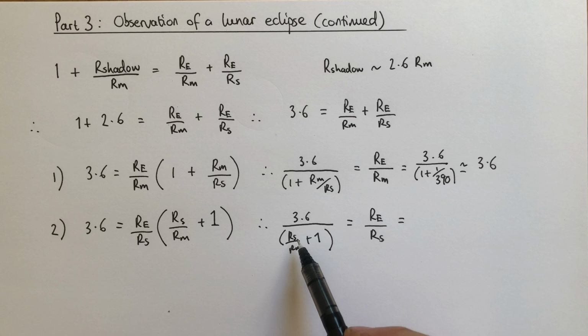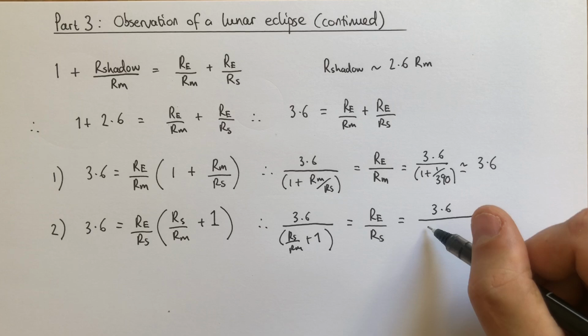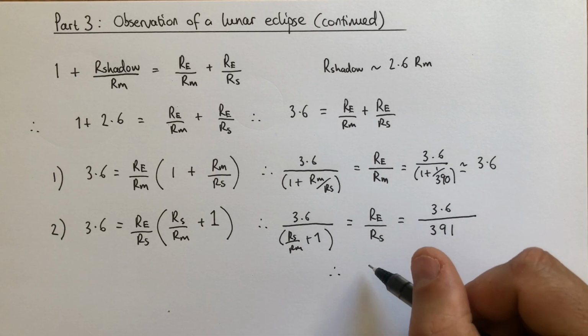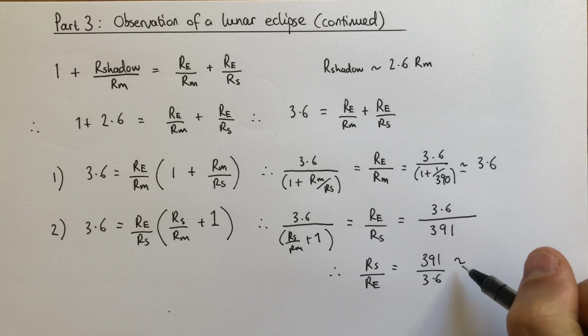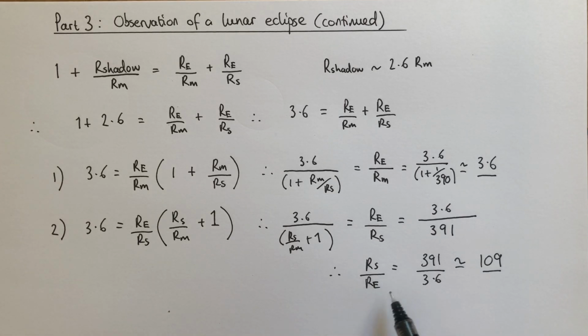And again, we can put in the numbers because we know that Rs divided by Rm is 390. And therefore we're going to have 3.6 divided by 390 plus 1, which is 391. So this is going to be 3.6 divided by 391. And now if we flip both sides, we can write Rs divided by Re is equal to 391 divided by 3.6, and that's approximately equal to 109. And so now you see that we have an expression for the radius of the Sun in terms of the radius of the Earth. Namely, the radius of the Sun is approximately 109 times the radius of the Earth. So these two results, Re over Rm equals 3.6 and Rs over Re equals 109, end our calculations in part 3.